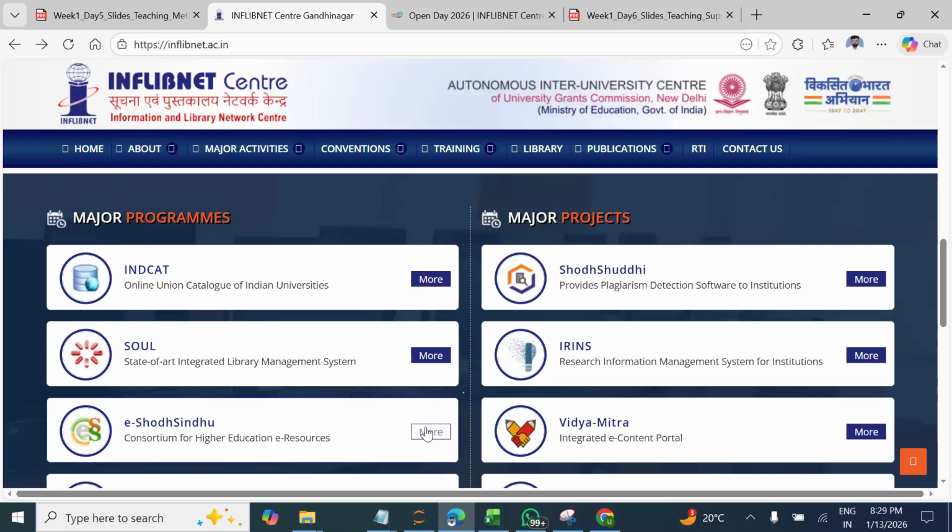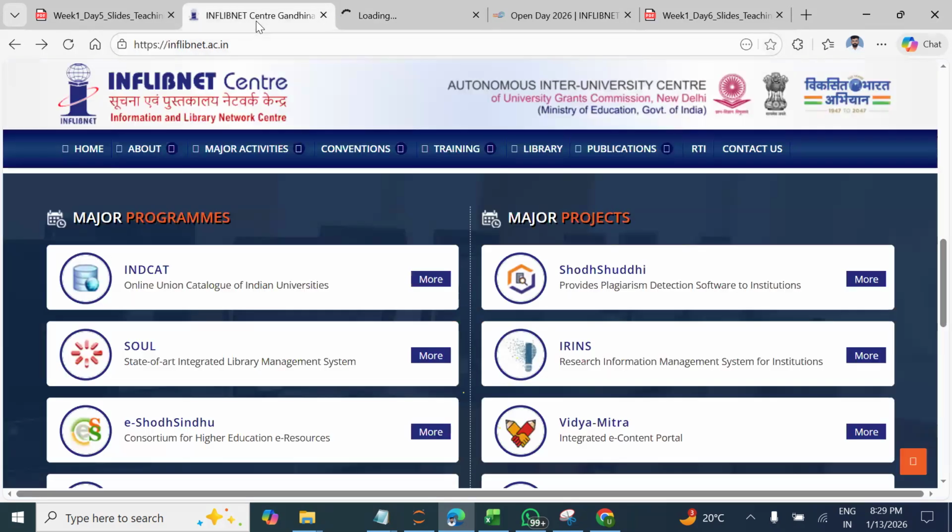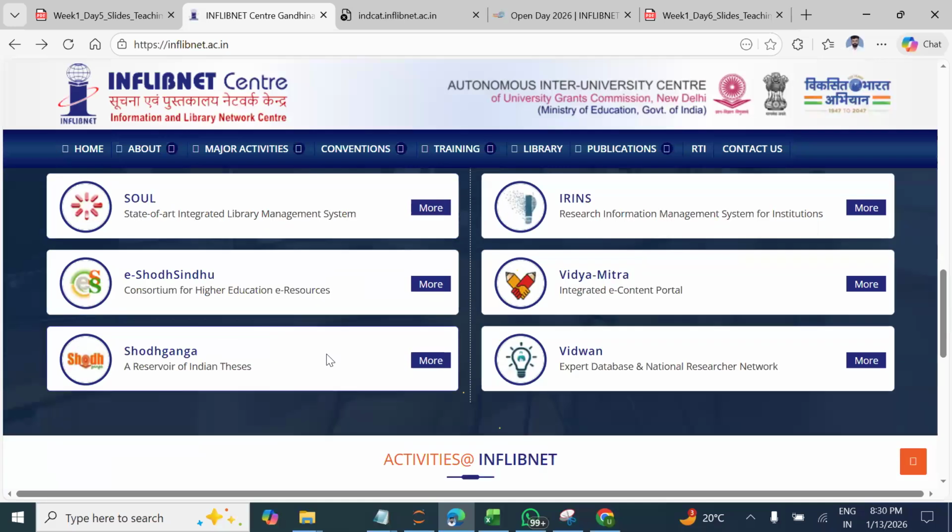Then IndCat, let's see. IndCat was also there, right? So basically it is a catalog database. You will see there is very important information available. Yeah, it is taking time to load, so maybe we'll see the other parts till it's working.